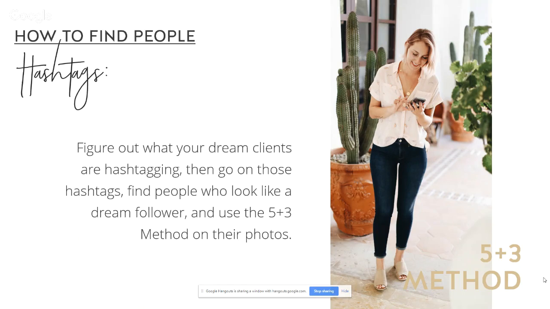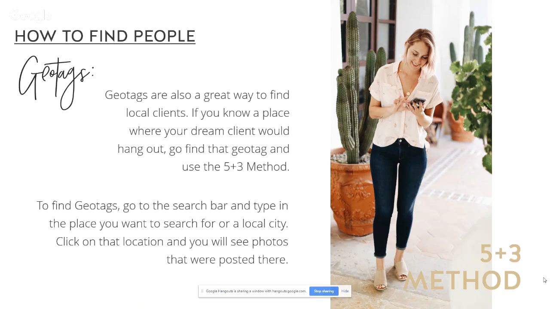Now, how to find people to do this 5+3 method on. So basically what you would do is you would figure out what your dream clients are hashtagging. Then you could go to those hashtags and find people who look like a dream client or a dream follower and do the 5+3 method on. So think about where your dream client, what they're going to be hashtagging, and go do the 5+3 method on them. Or geotags. Geotags are another great way to find local clients. So if you know a place where your dream client would hang out, you could go to that geotag and use the 5+3 method. So some of you guys might be asking, what the heck is a geotag?